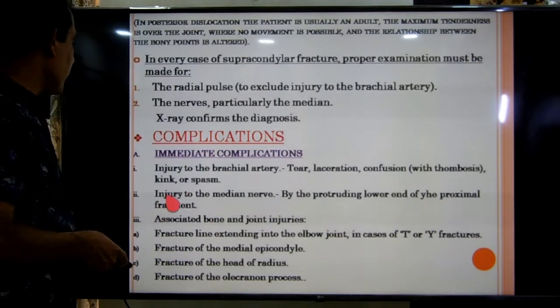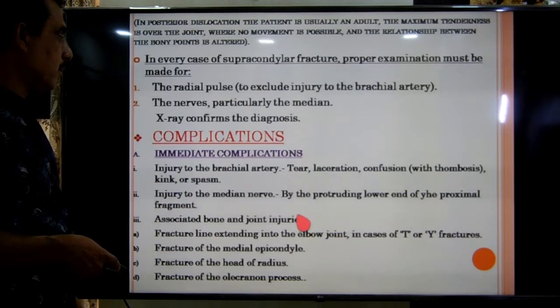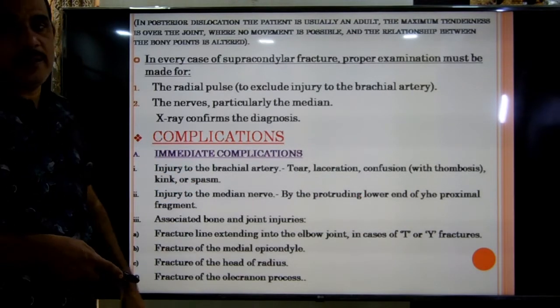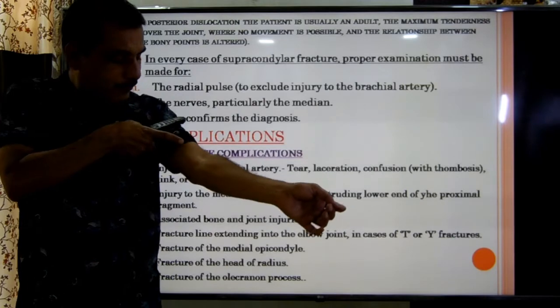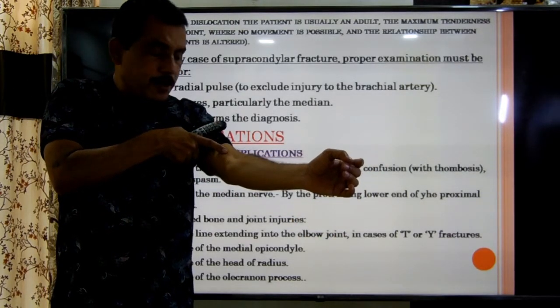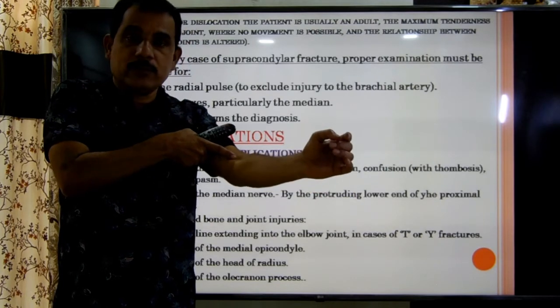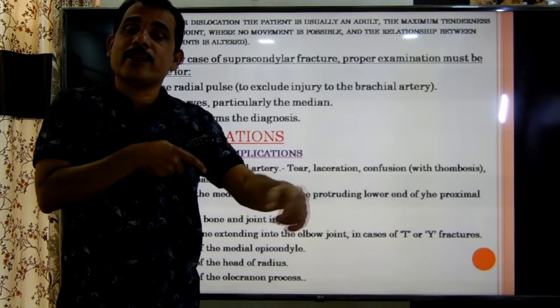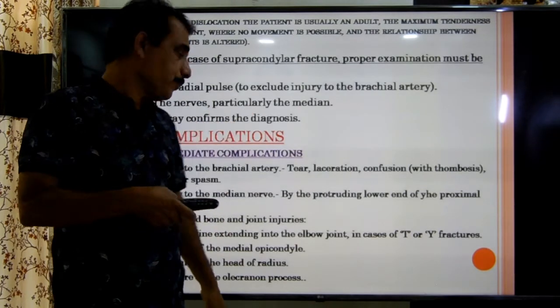The second complication is injury to the median nerve by the protruding lower end of the proximal fragment, or the upper fragment of the humerus. Here it will protrude and cause injury to the median nerve. The median nerve is injured by the upper fragment, or you can say the proximal fragment.